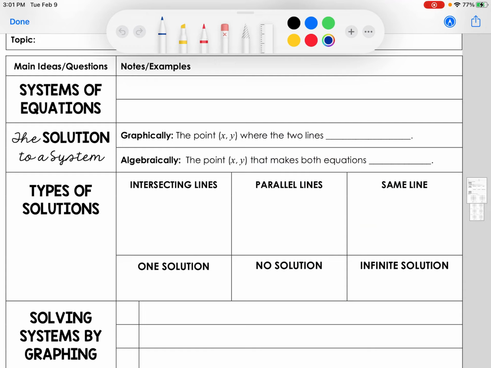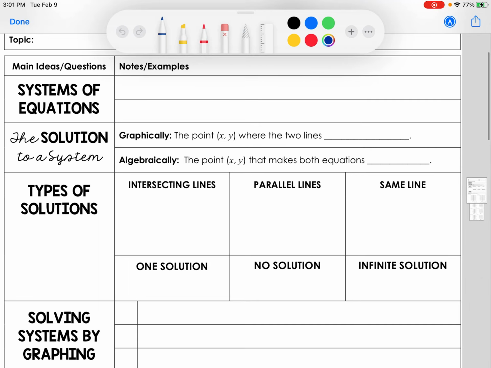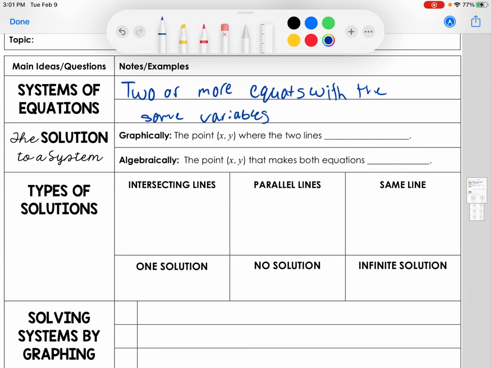All right, so today we're going to talk about actually graphing a system of equations. And we're going to start off with just a little bit of review from last time. So, a system of equations is two or more equations with the same variables. So, two linear equations, same variables. That constitutes a system of equations.